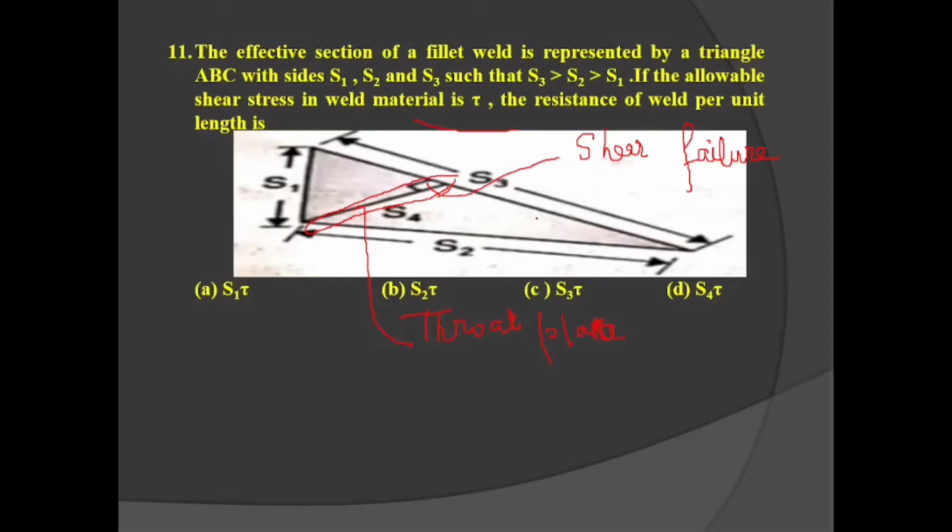The effective throat thickness is calculated according to length S4, not S1 and S3. So S4 into tau is the correct option. That is the resistance of weld per unit length.